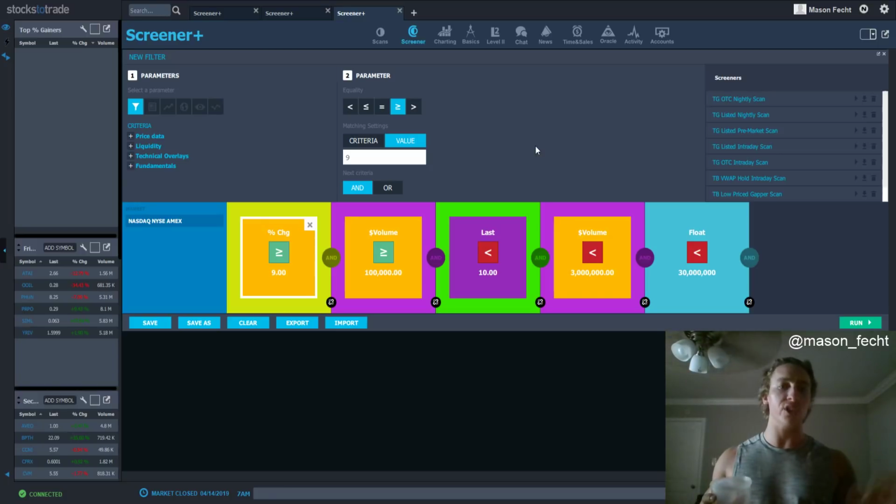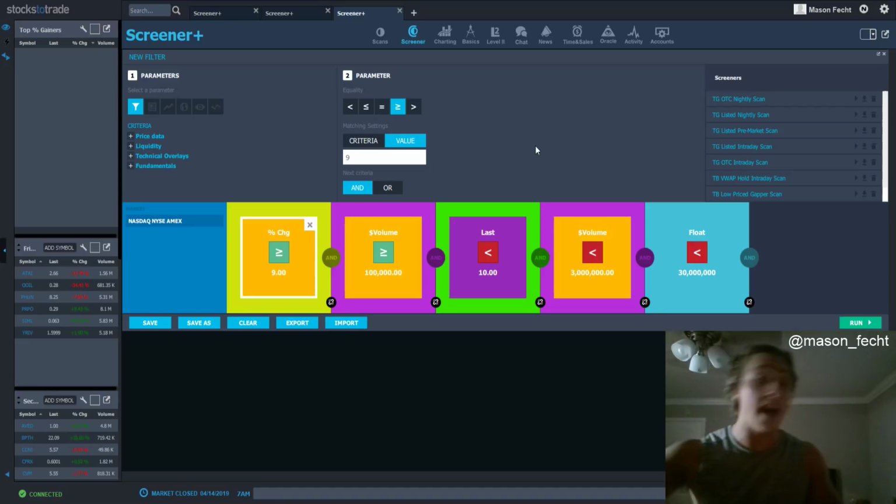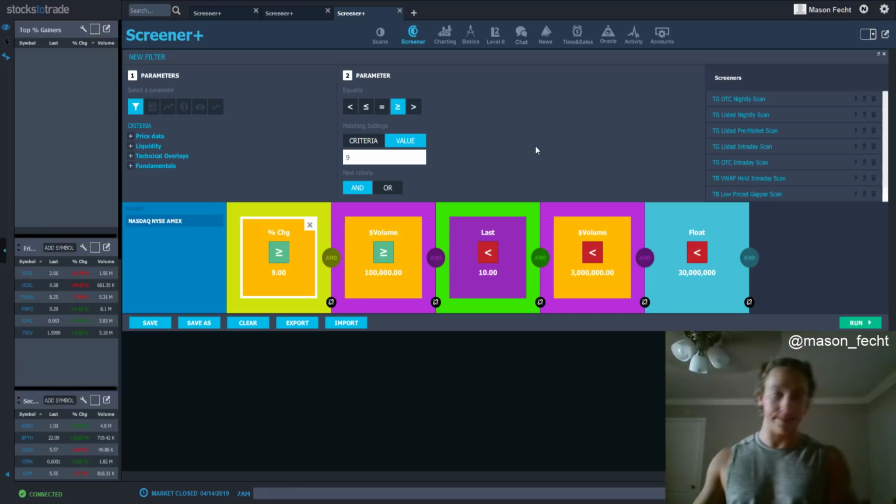And occasionally I'll check in on it midday. Occasionally I'll check in on it in the afternoon. But generally speaking, what I'm looking for from this scan is to catch lower float momentum plays before the big volume comes in, which is why it's very important in the morning. That's why I generally use it in the morning.